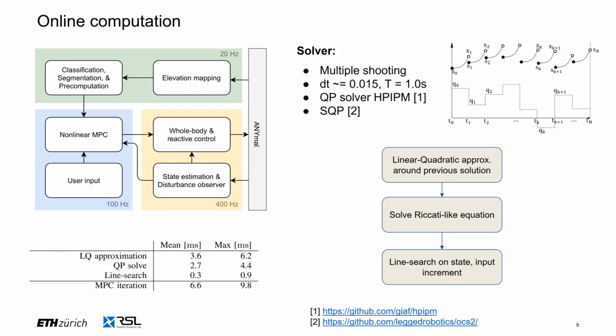And these are about the timings that you achieve with that. It's about 50-50 between doing the approximation and solving the problem. Most of the problems we can keep up with 100 Hertz. And yeah, there's some variance just depending on how the problem looks, how the terrain looks.